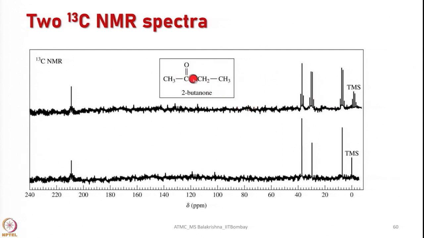But we don't want that information. Whatever information about protons comes from 1H NMR, so we don't want to complicate 13C NMR. That's the reason we nullify the coupling due to hydrogen and call it decoupled. 13C decoupled is written like this: 13C with 1H in curly brackets, meaning 1H decoupled. Similarly, in the case of 31P we write 31P with 1H in brackets, something like this.